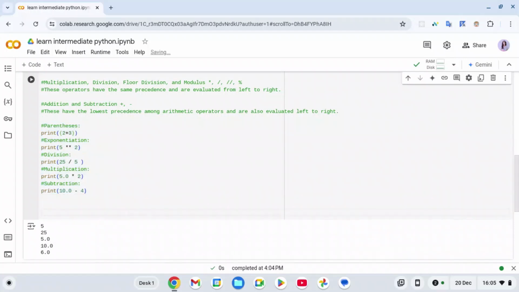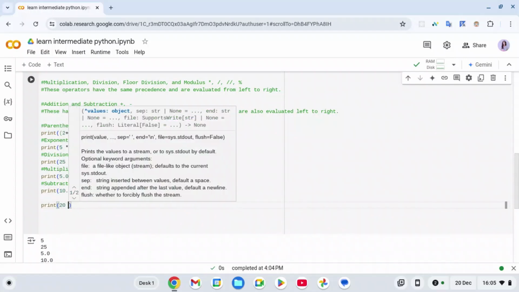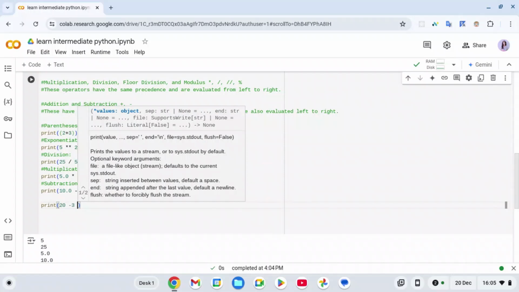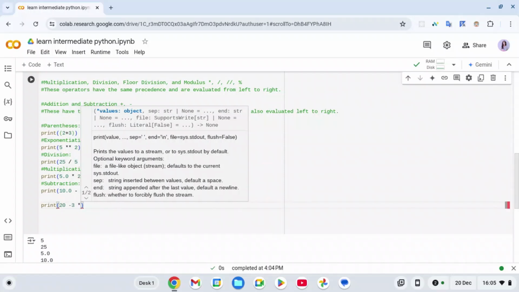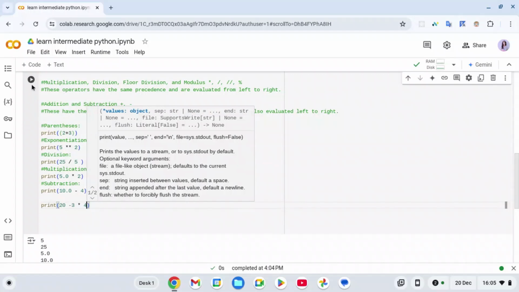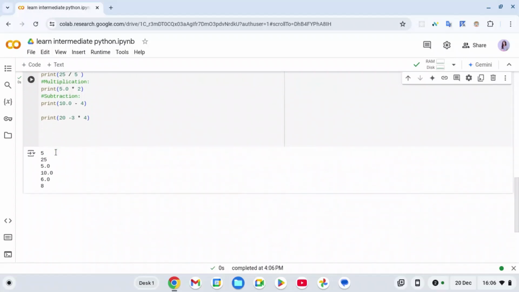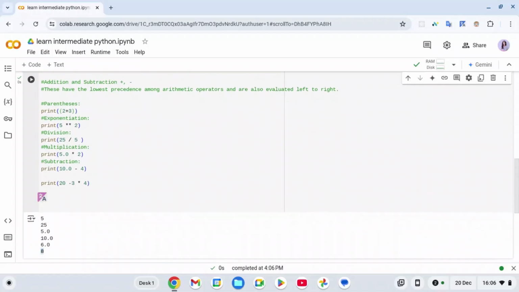Now I'm going to make it a bit harder for you guys. I'm going to combine all of this into questions. So for the first question, we can put 20 minus 3 multiplied by 4, which gives us 8. And let me tell you why.